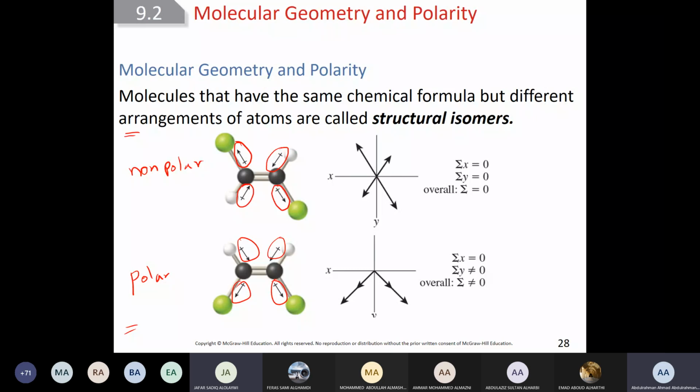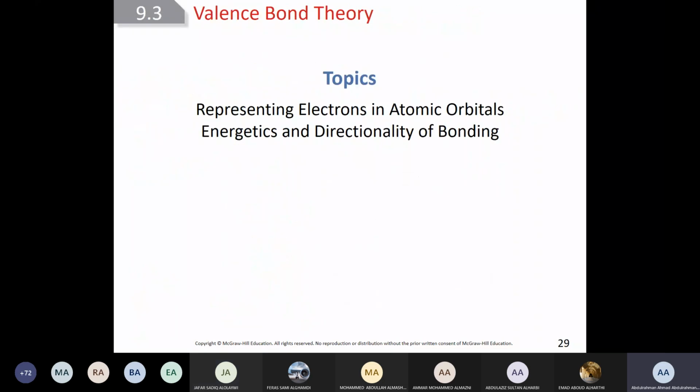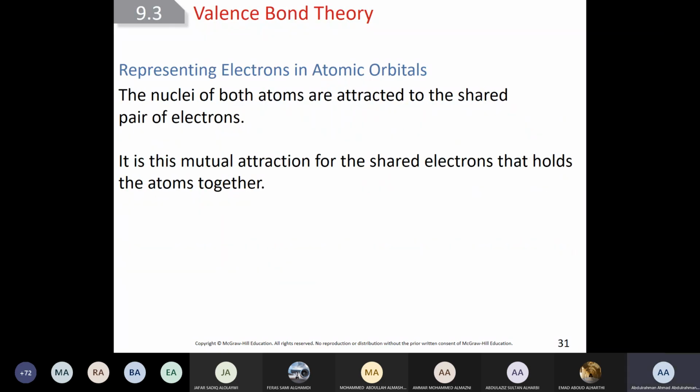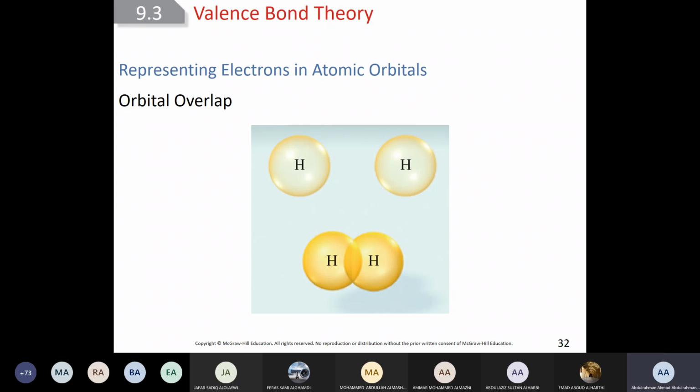They don't cancel each other. Very good. Done with this. Now we want to know about how the bond takes place. All right. The bond takes place by the interaction of the orbitals. So the orbitals interact with each other to make the bond.